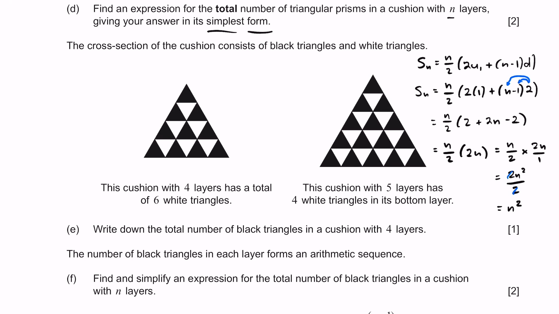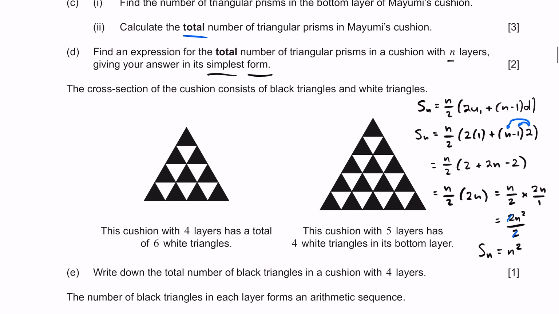So that's actually the sum of n terms. If you want to know how many triangles there are for a cushion with n layers, you can just put in the value of the layers. So for example, for a cushion with 2 layers, put in 2 squared, and there's 1, 2, 3, 4 triangles. All right, so a lot of algebra going on.